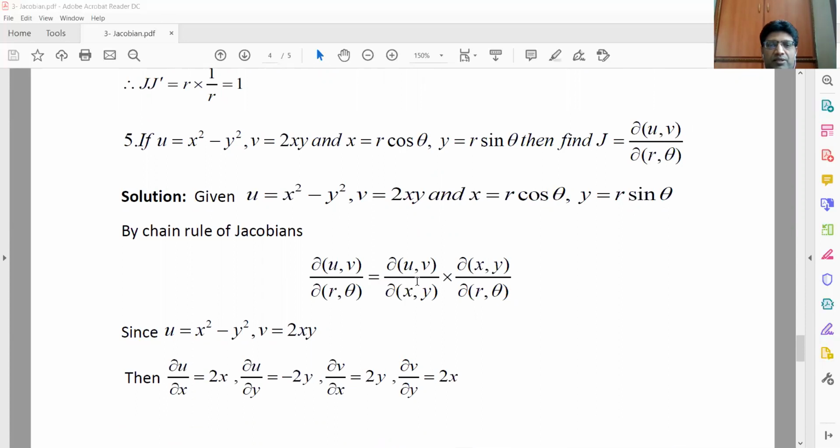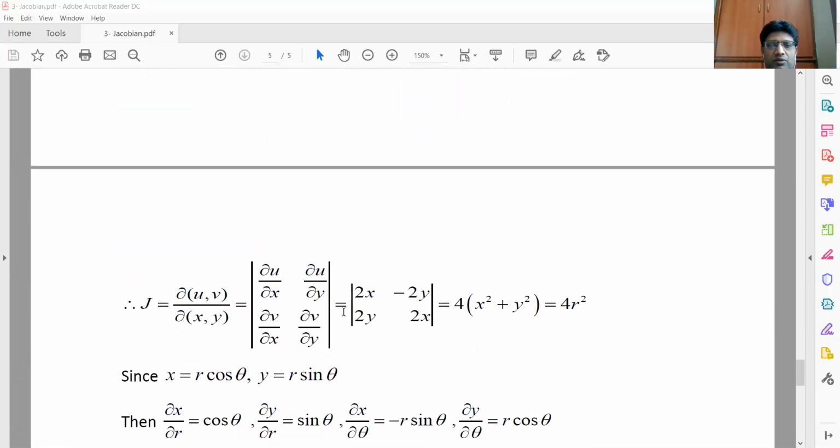So, to calculate this, what we require? Dou u by dou x, dou u by dou y. U and v is available. Dou u by dou x is 2x, with respect to y, 2y, v with respect to x, 2y, with respect to y, 2x. So, we can calculate first that one. So, according to that, we will get 4r square.